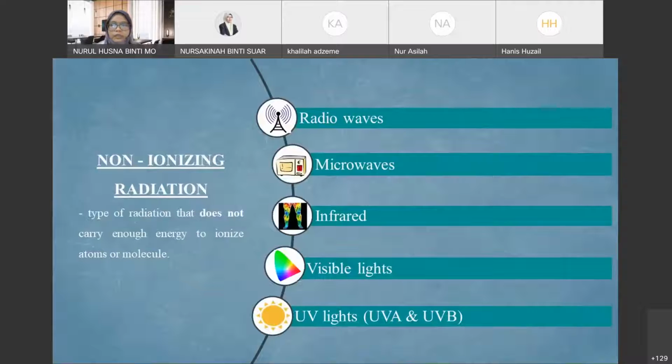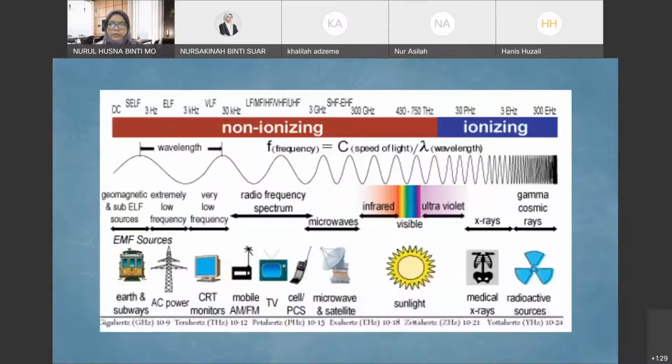Okay, opposite to ionizing radiation, non-ionizing radiation is the type of radiation that does not have enough energy to ionize atoms or molecules. This radiation includes radio waves, microwaves, infrared, visible light, and UV light. These types of non-ionizing radiation are widely used and applied in our daily life. Yeah, you can see this diagram. This is an electromagnetic spectrum.